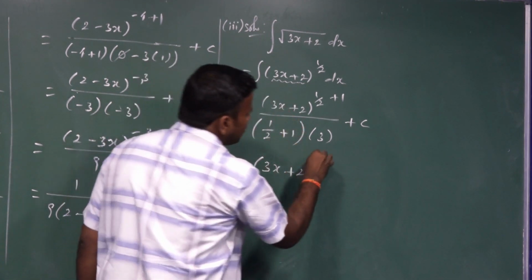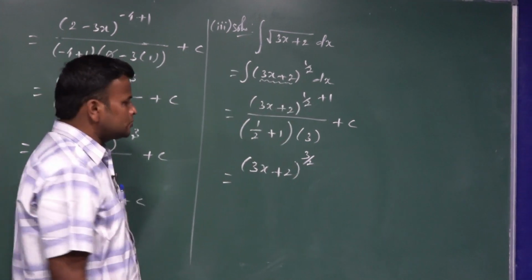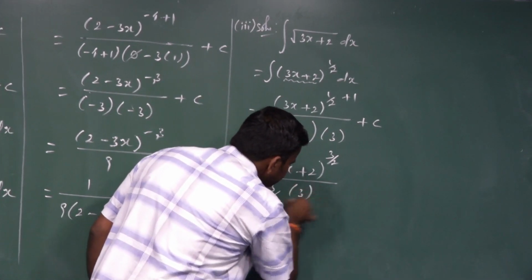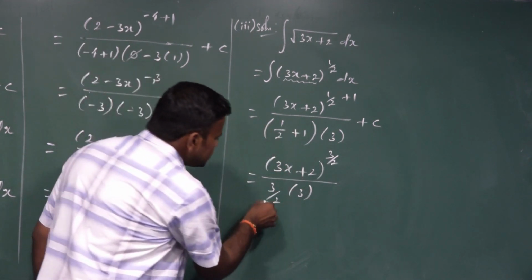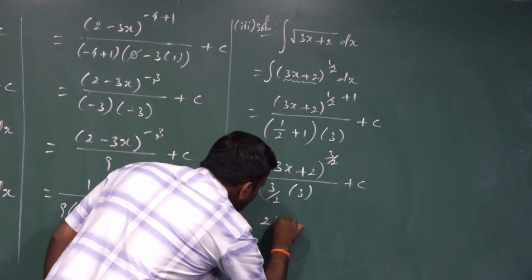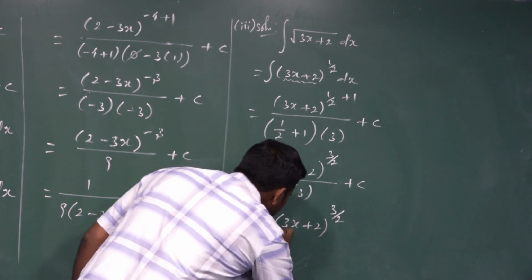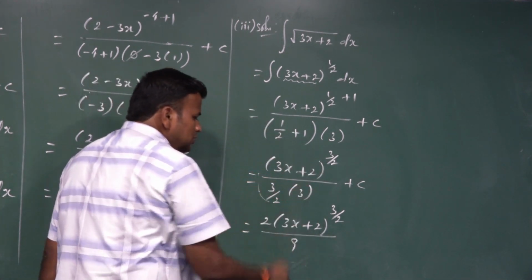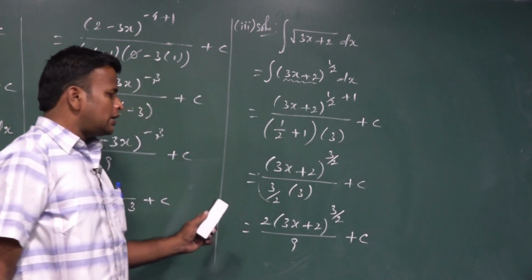So (3x plus 2) whole power, half plus 1 is 1 and a half, which is nothing but 3 by 2, divided by 3 by 2. Actually this 2 goes to the numerator. So 2 of (3x plus 2) whole power 3 by 2, whole divided by 3 3s are 9, so 9 plus c. So that is the integrating value of the third one.